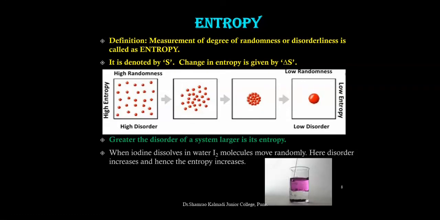As you can see in the picture, on dropping the violet color iodine crystals in water, they are set free, turning the color of water to purple. Hence, delta S, the change in entropy, is a positive value.